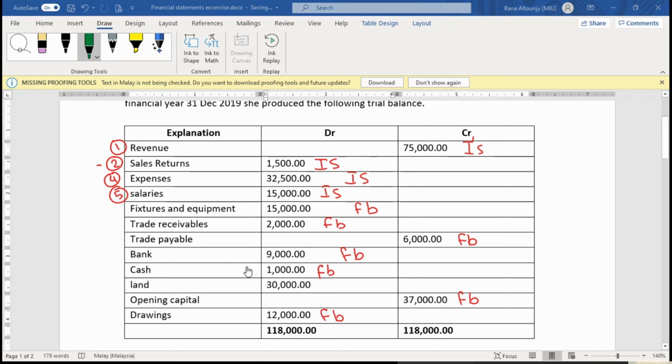First, we start with the fixtures and equipment. Asset, liability, or owner's equity? Assets. Perfect, Nancy. So fixtures and equipment are assets. Then we go for the second one, trade receivables: assets, liabilities, or owner's equity? Trade receivables. Vikshwaran, good, it is an asset.